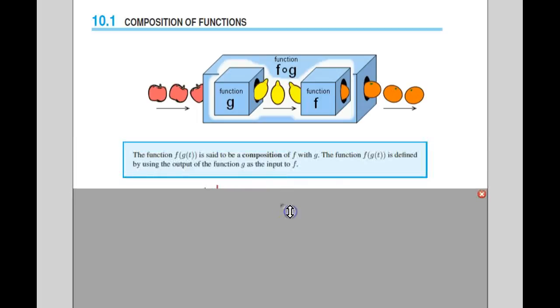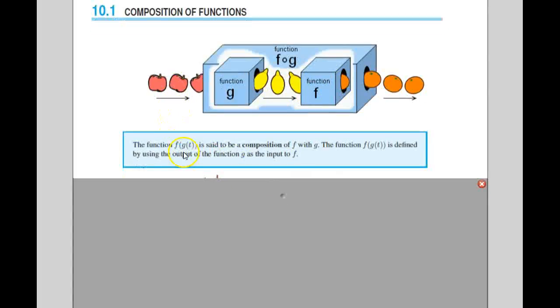Your book says that a function of this format is said to be a composition of f with g, and the function f composed g is defined by using the output of the function g, in this case lemons are the outputs of the apples, and using those outputs as inputs into the function f, and t is just the input, in this case apples.